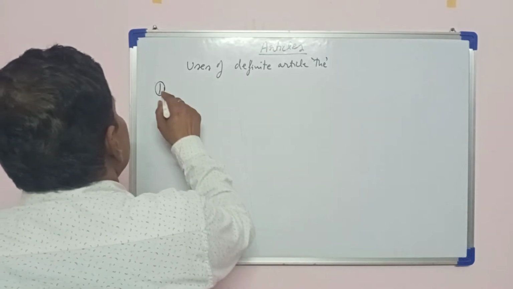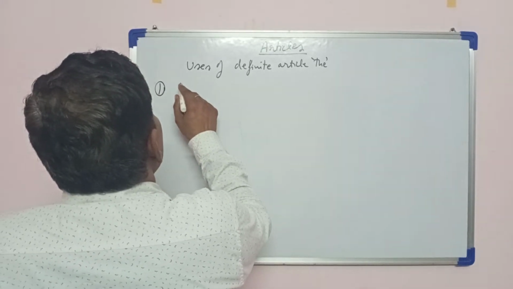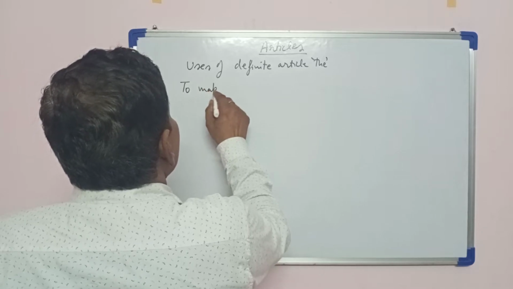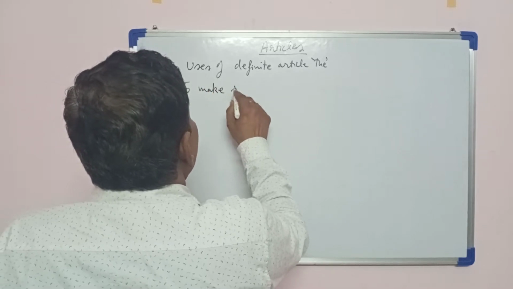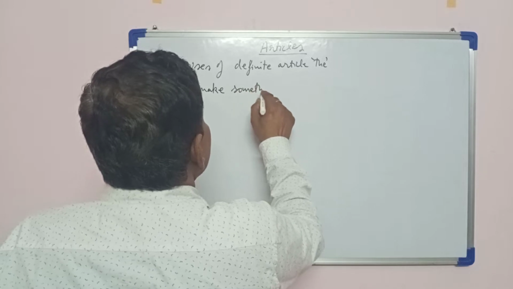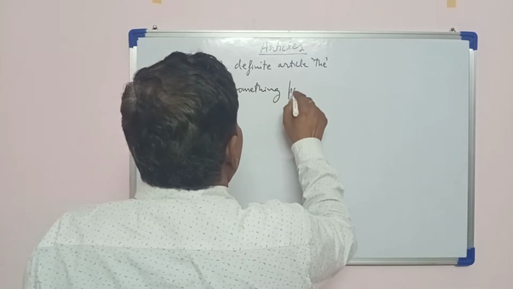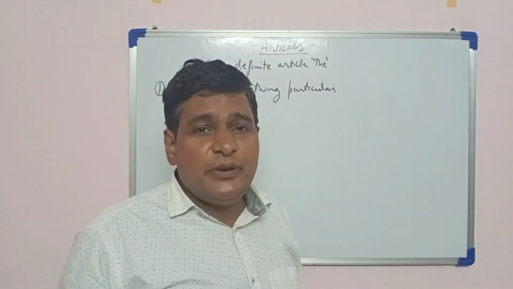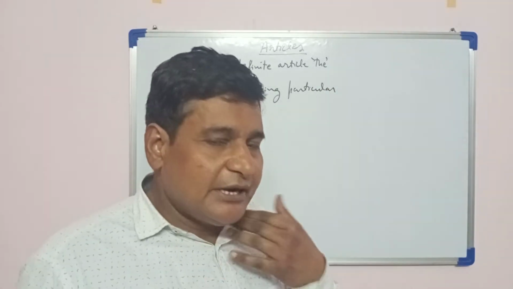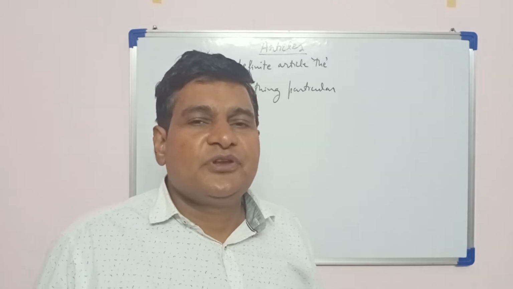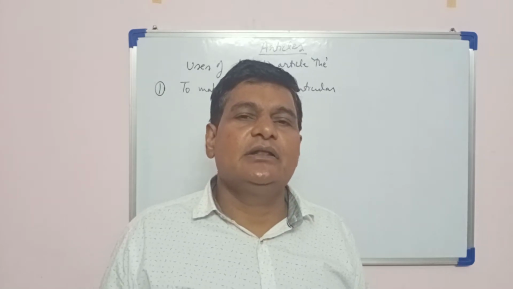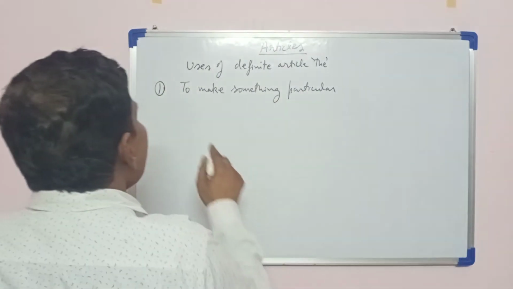Number one, to make something particular. When we want to make something particular, then we use the definite article the. How?